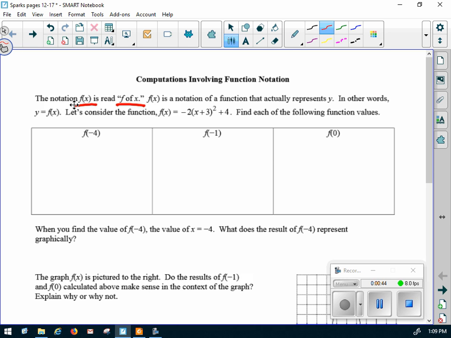Now, we look at that function right there. Very quickly, do it in your head. Can you find f of -4, f of -1, and f of 0? Go. Okay, you got it in your notes. Direct substitution. If x is -4, (-4 + 3) squared times -2 plus 4. Okay, go do the other two.